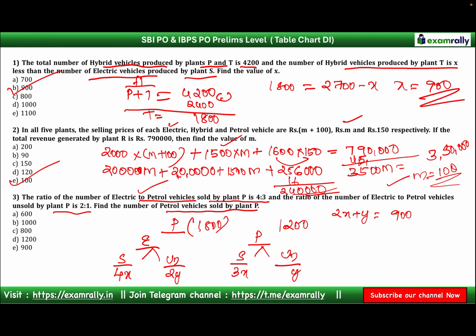This is one equation, and the next one is 3x plus y equal to 1200. So from here, x value is equal to 300. If x is 300, substituting here, what we need is to find the petrol vehicle sold by plant P. In plant P, petrol vehicle sold will be 3 into 300, which is equal to 900. That only we need to find out.